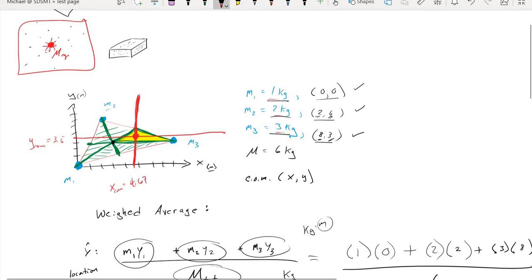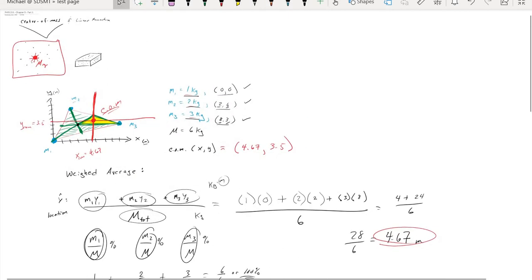And where those two cross is where the center of mass for the system will be located. And that center of mass now has an ordered pair equal to 4.67, 3.5. We'll just keep it in ordered pair notation. And so that's where the center of mass of the system exists.